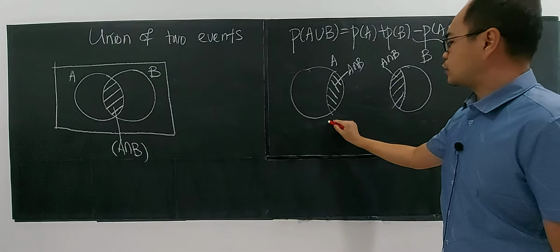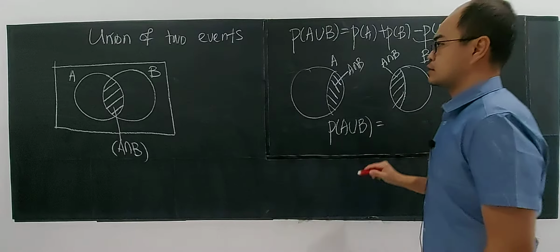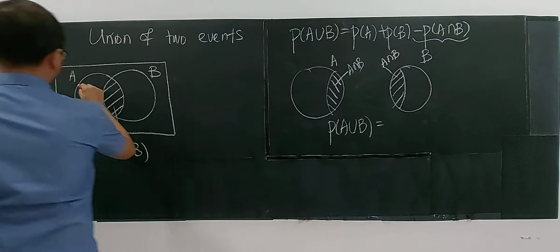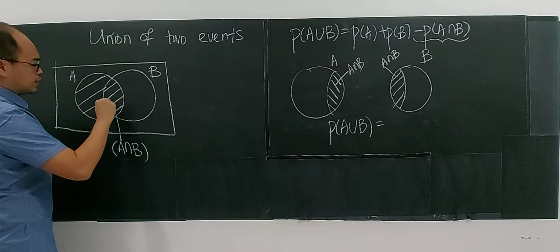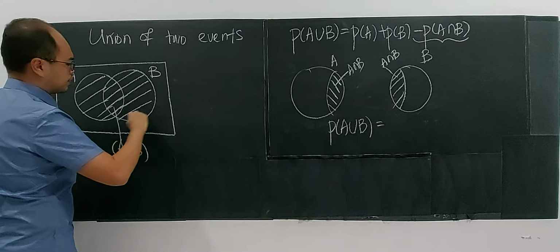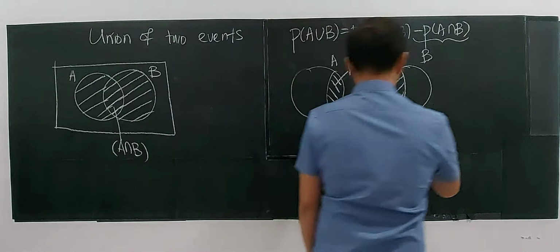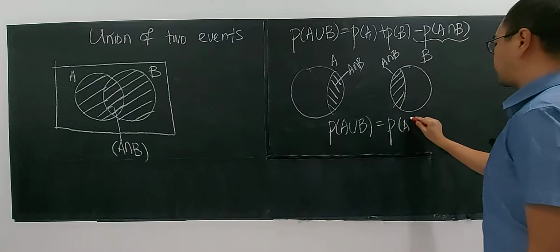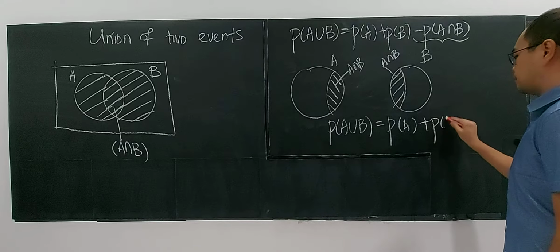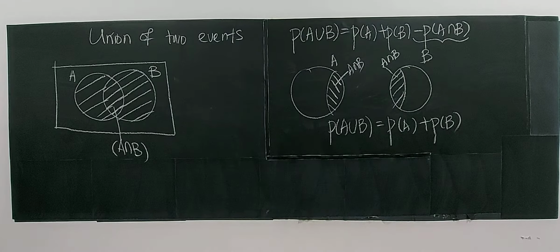So when we take P(A union B), A union B means the overall region, as you learned before during your Form 4 modern maths sets. The union means everything here. So taking the probability of A plus the probability of B would be a mistake for a non-mutually exclusive event.